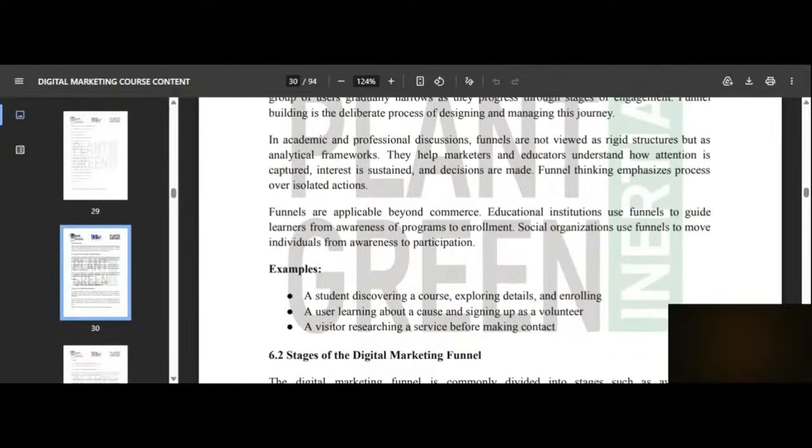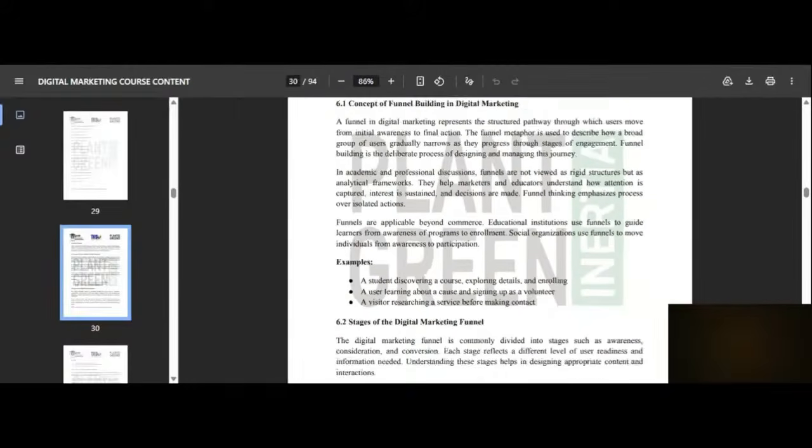Now, let us see a few examples. A student discovering a course, exploring details and enrolling; a user learning about a cause and signing up as a volunteer; a visitor researching a service before making contact. These are three very common examples in funnel building.